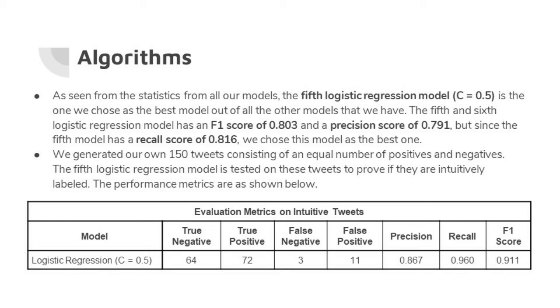The 5th and 6th logistic regression models have an F1 score of 0.803 and a precision score of 0.791. But since the 5th model has a recall score of 0.816, we chose this model as the best one. We generated our own 150 tweets consisting of an equal number of positives and negatives. The 5th logistic regression model is tested on these tweets to prove if they are intuitively labeled. The performance metrics are shown below.